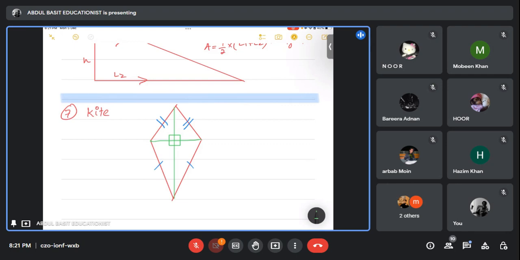The green lines are known as D1, which is a diagonal, and D2. Agree? So what would be the area of the kite? That is D1 multiplied with D2. You have to multiply the diagonals to get the area of the kite. Is it clear, everybody? Any questions so far?